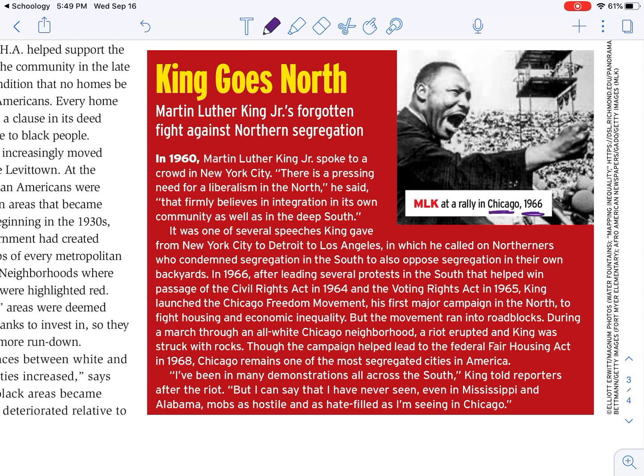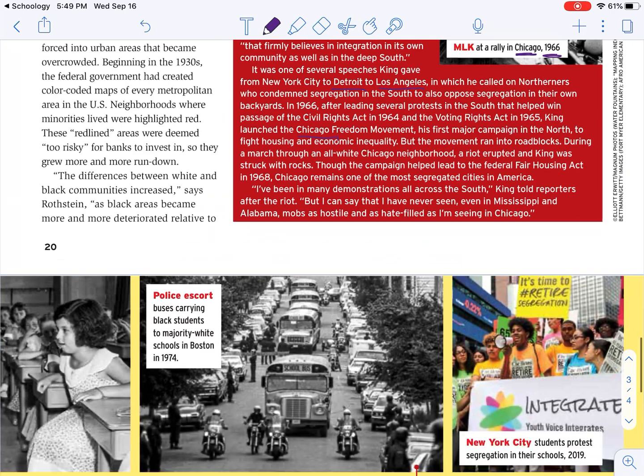Martin Luther King Jr.'s forgotten fight against Northern segregation. So I know he helped lead the Montgomery bus boycott after Rosa Parks chose to kind of be the test case there. But I didn't know that he traveled extensively in the North. I don't think I have that knowledge. And I'm just skimming this real quick. I see mentions of New York City, mentions of Detroit. They're mentioning LA, and here's Chicago. So I might read that in more depth later.